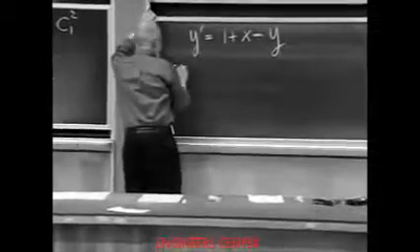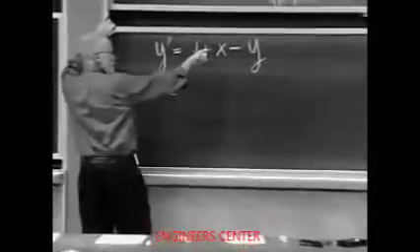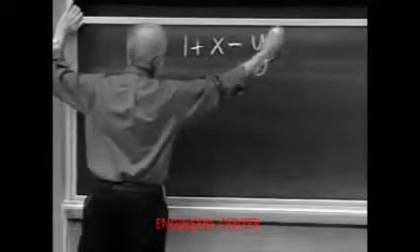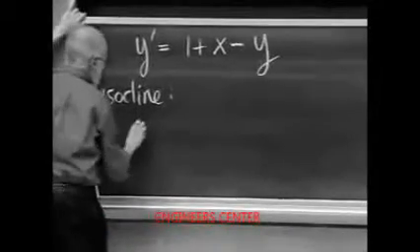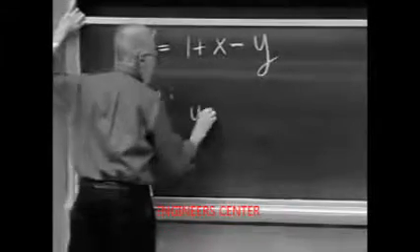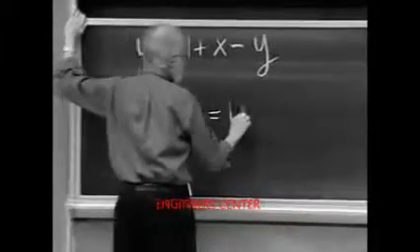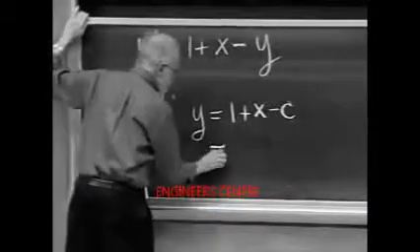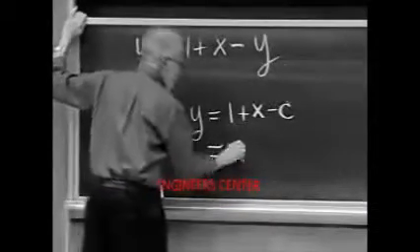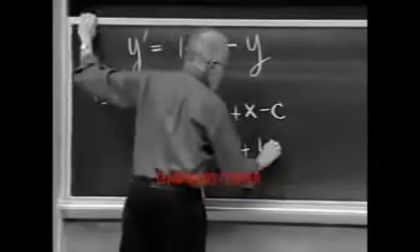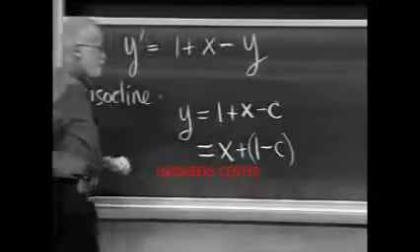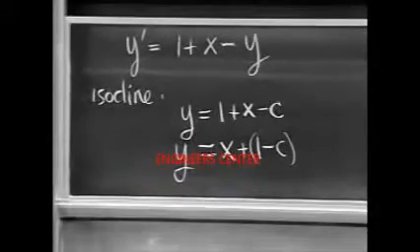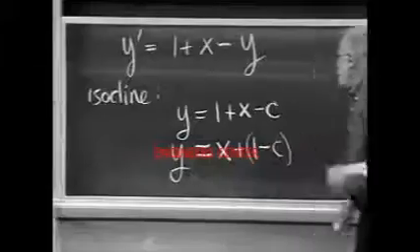An isocline will have the equation, this equals c, so I'm going to put the y on the right-hand side and that c on the left-hand side. So it will have the equation y equals 1 plus x minus c. Or a nicer way to write it would be x plus 1 minus c. I guess it really doesn't matter. So there's the equation of the isocline. Let's quickly draw the direction field and see.